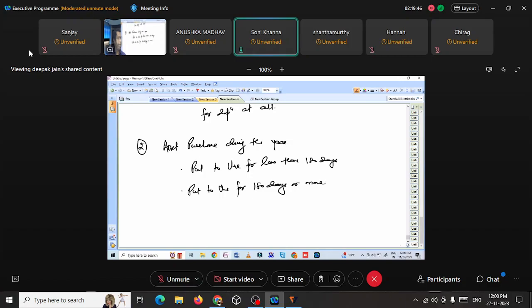Yes, sir. Good. If an asset is sold out during the year, no depreciation is available at all. While for an asset purchased during the year, you have to check: if it is put to use for less than 180 days, the rate of depreciation would be half. And if it is put to use for 180 days or more, then the normal rate of depreciation.